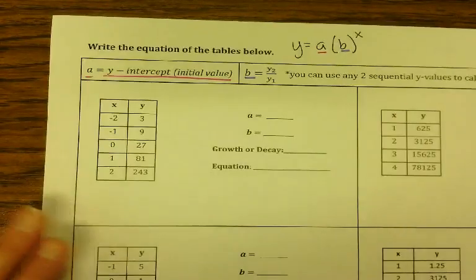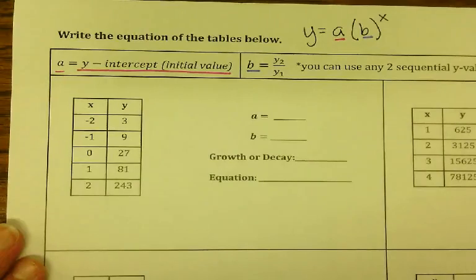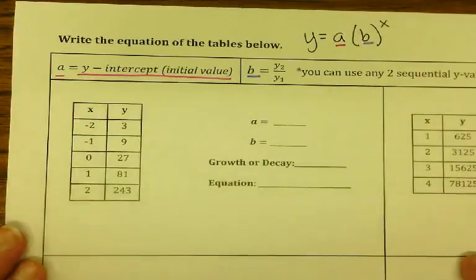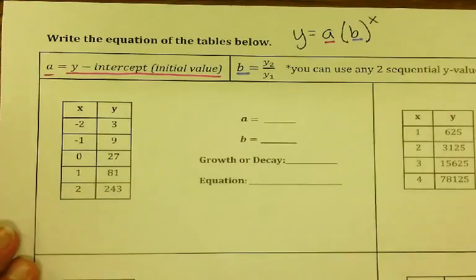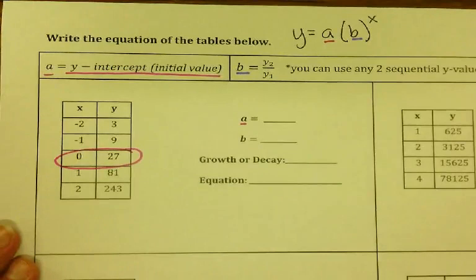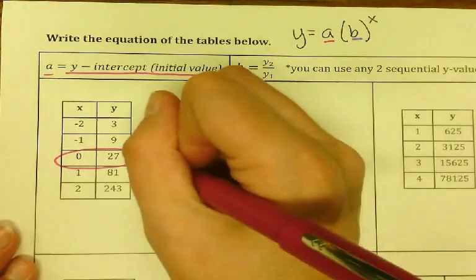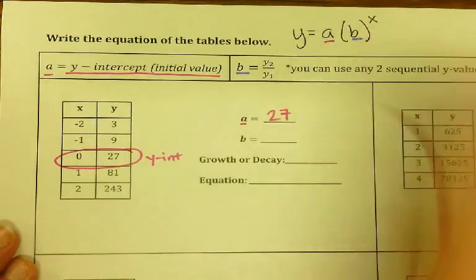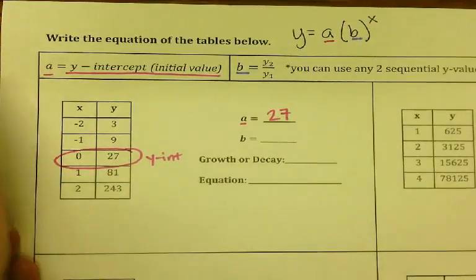And so we can do this. So guys, on this next page here, we are going to write our equations. We have to find our a and then find our b. So guys, in this case, your a is your y-intercept. So (0, 27) is going to be my y-intercept here. So your a is equal to 27, which is fantastic.